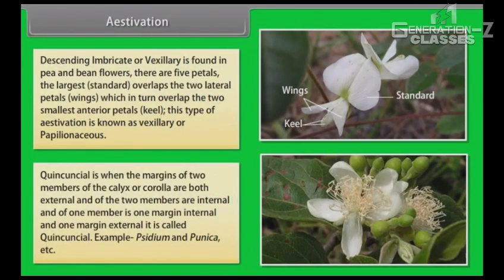Quincuncial is when the margins of 2 members of the calyx or corolla are both external, and of the 2 members are internal, and of one member is one margin internal and one margin external, then it is called quincuncial. Example, psidium and punica, etc.